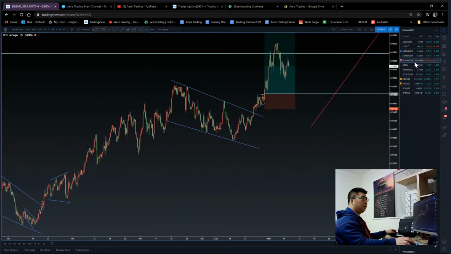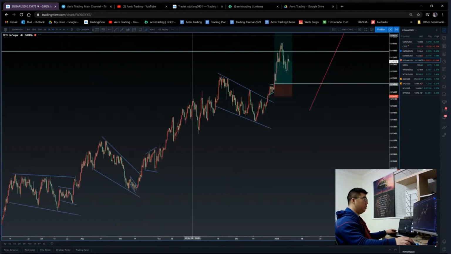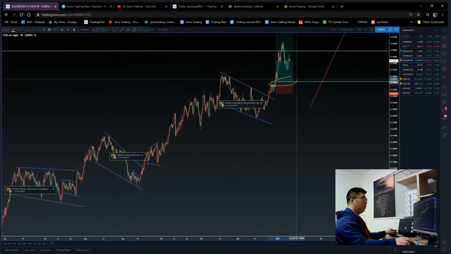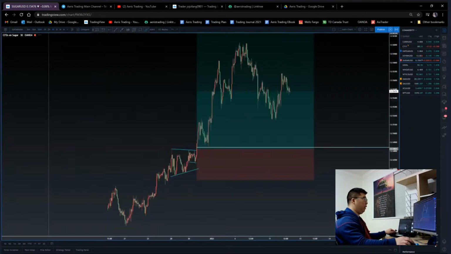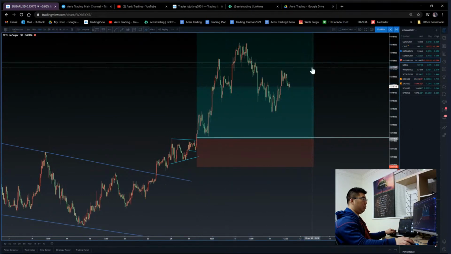So let's talk about some commodities here. I'm in sugar still, so I'm still at break even for sugar. I'm just waiting to see what we'll have here in this overall kind of consolidation.